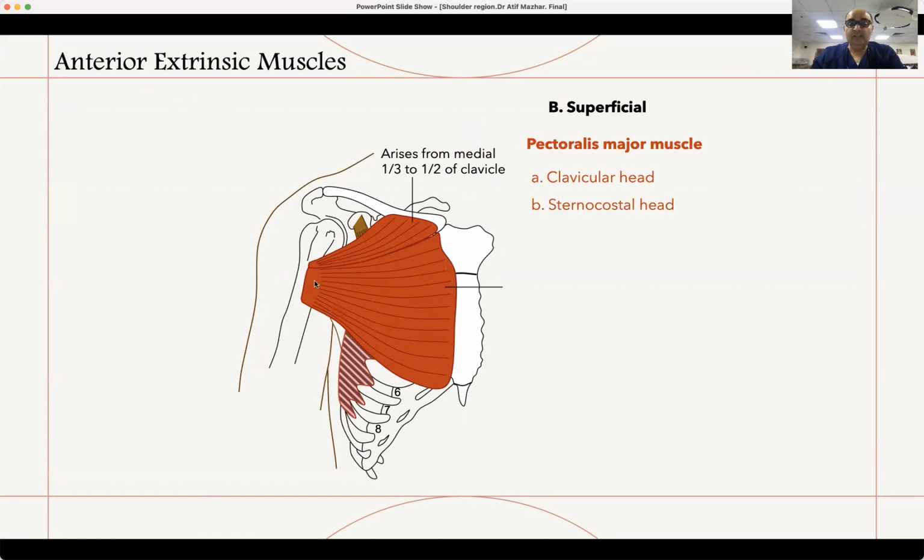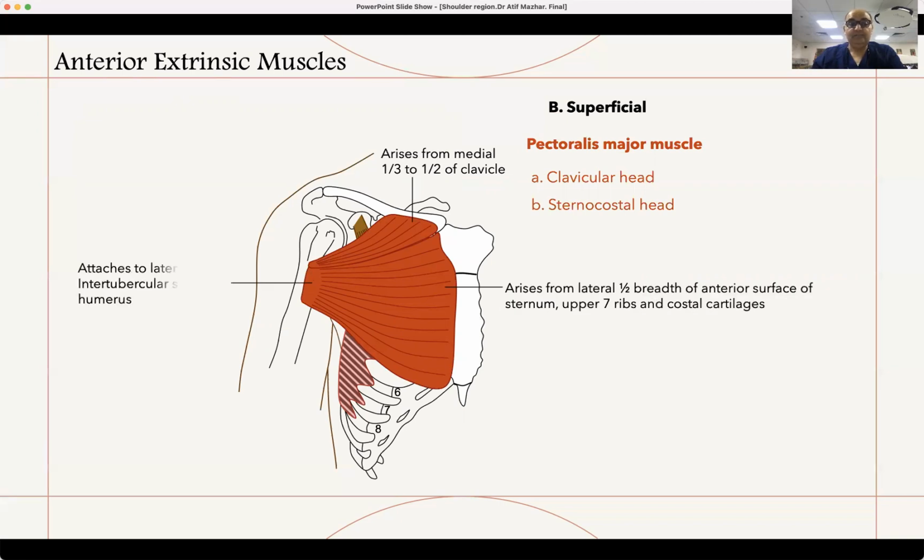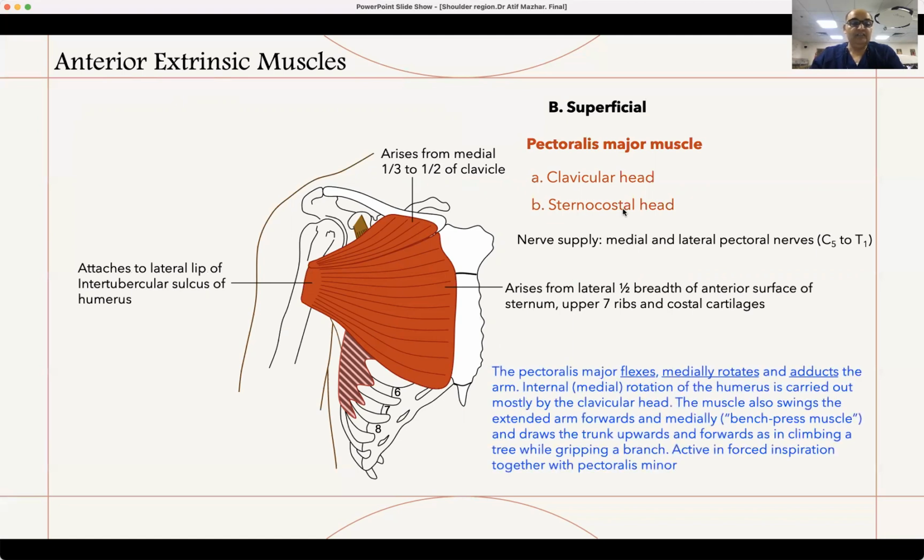And all of them are going to my bicipital groove, not to the groove itself. There is a place there, the lateral lip of my bicipital groove. That's its destiny. Are we good so far? Who controls it? The same nerves that control my pectoralis minor, and that is the lateral and medial pectoral nerves. And this is its action, guys. Very, very important.